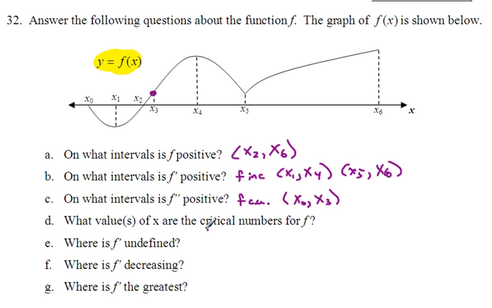We're next asked for critical numbers for f. Recall that critical numbers are when f prime equals 0 or f is undefined. And our slope is 0 right here at x1, at x4, and it's undefined at x5. That is because our tangent line is 0, our tangent line is 0, or over here our tangent is undefined because it's a sharp corner.